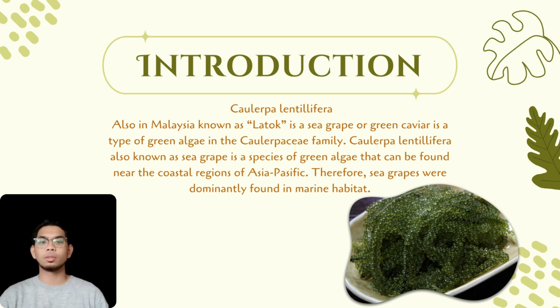Hello everyone, today I will be introducing Caulerpa lentillifera using the example of the five kingdom classification in binomial nomenclature. Caulerpa lentillifera, also known as sea grapes or green caviar, is a type of green algae in the Caulerpaceae family.